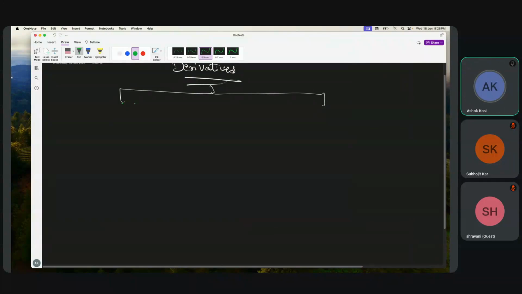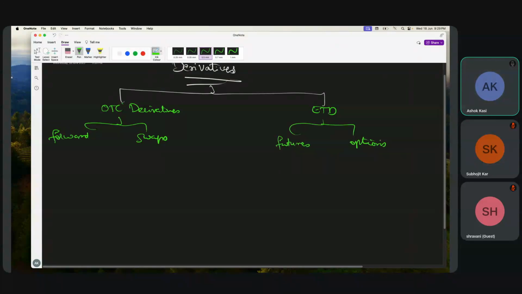Okay, now this is OTC derivatives and exchange traded derivatives. Forwards and swaps; futures and options; and swaps are credit default swaps, interest rate swaps, currency swaps, and then equity swaps. Then here call options and put options.